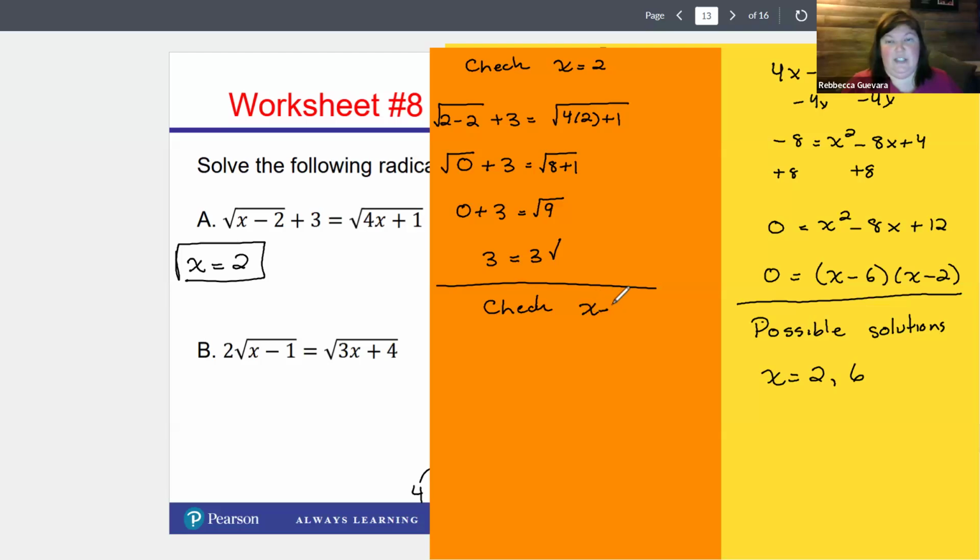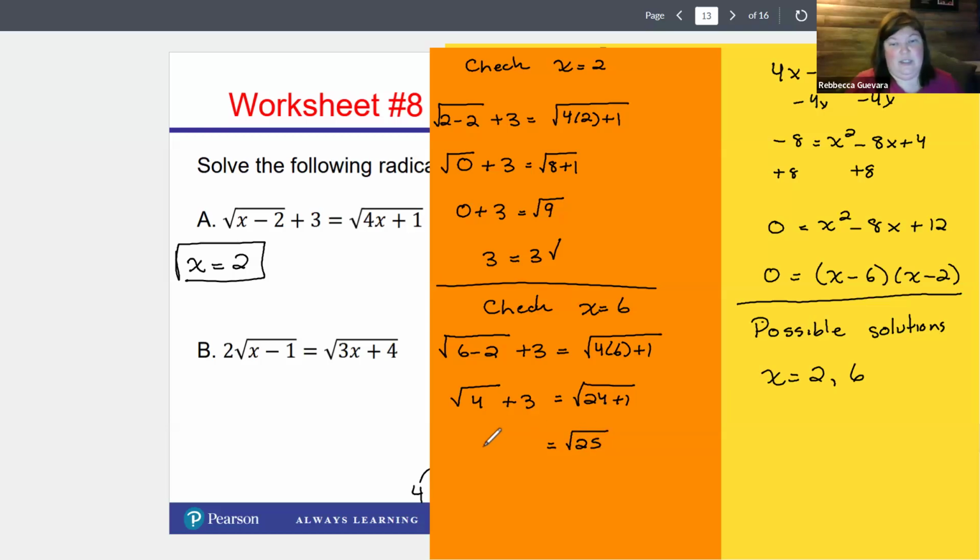And now we're going to check x is equal to 6, make sure that works. So the square root of 6 minus 2 plus 3 equals the square root of 4 times 6 plus 1. So this is going to be the square root of 4 plus 3 and the square root of 24 plus 1, so square root of 25. And this is 2 plus 3. So this is 5 equals 5. So we also have another solution, which is going to be x is equal to 6.